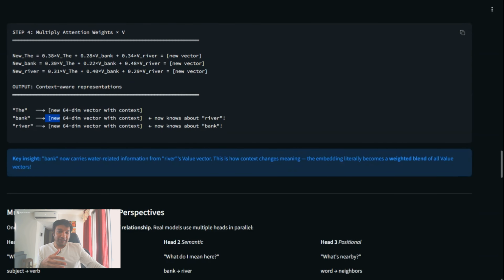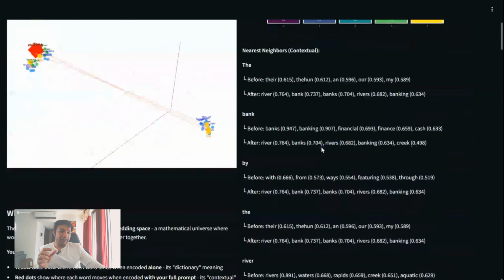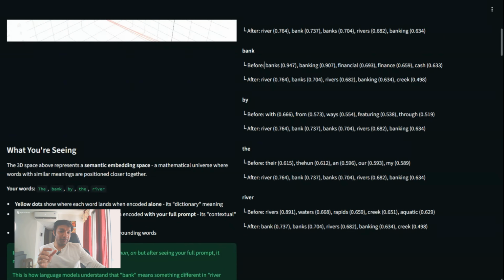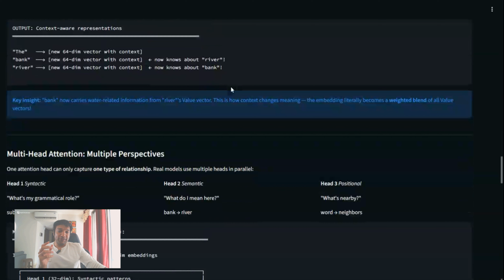So now the new bank vector is going to understand water related context. This is exactly what happened here. If you see, bank was before near banks, banking, etc. Now it is near river banks, rivers, banking. So once I have this, right, this is only one head.